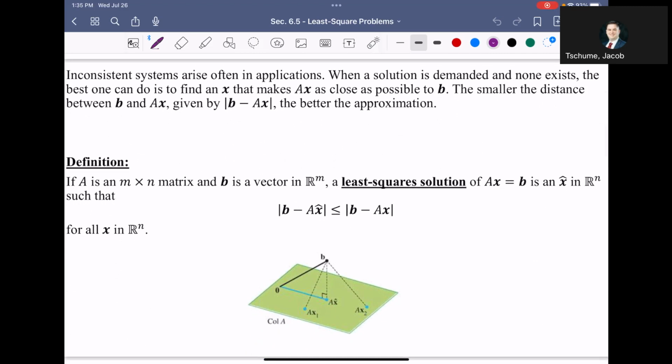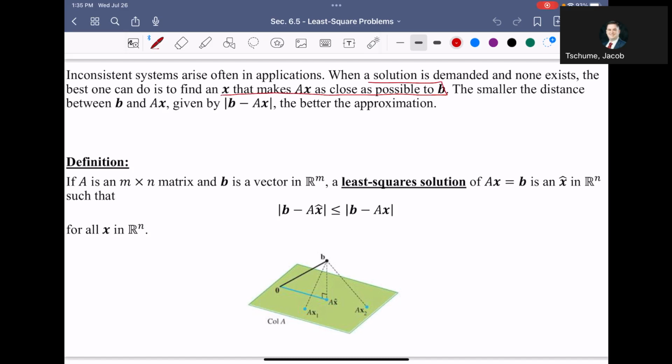So the idea here comes from that inconsistent systems arise often in applications of different varieties. When a solution is demanded and none exist, the best one can do is to find a vector x that makes A times x as close as possible. So essentially, these first couple sentences are saying what we already know.